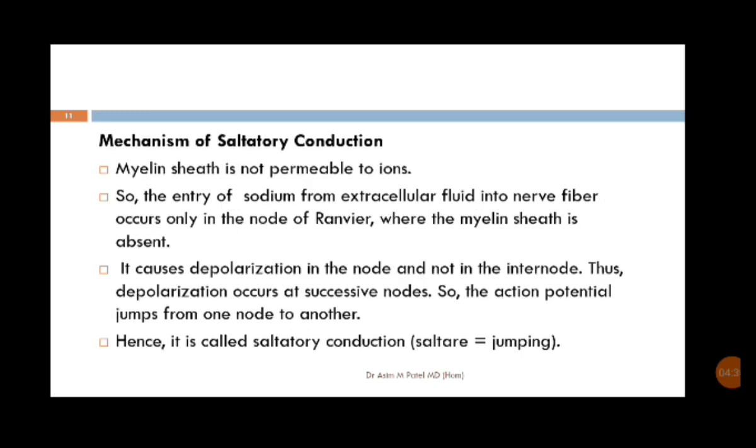Mechanism of saltatory conduction. Myelin sheath is not permeable to ions. So, the entry of sodium from extracellular fluid into nerve fiber occurs only in the node of Ranvier, where the myelin sheath is absent. It causes depolarization in the node and not in the internode. Thus, depolarization occurs at successive nodes, so the action potential jumps from one node to another. Hence, it is called saltatory conduction.